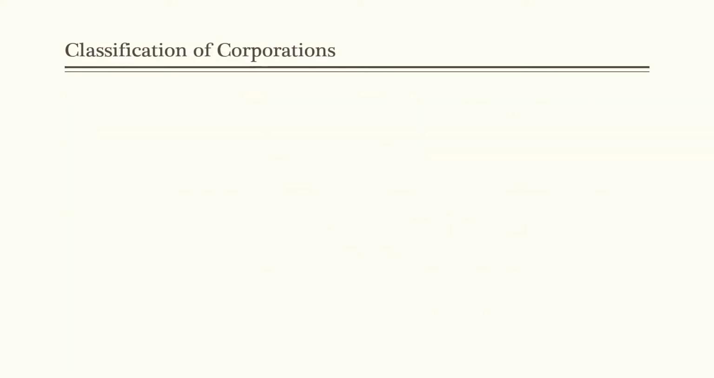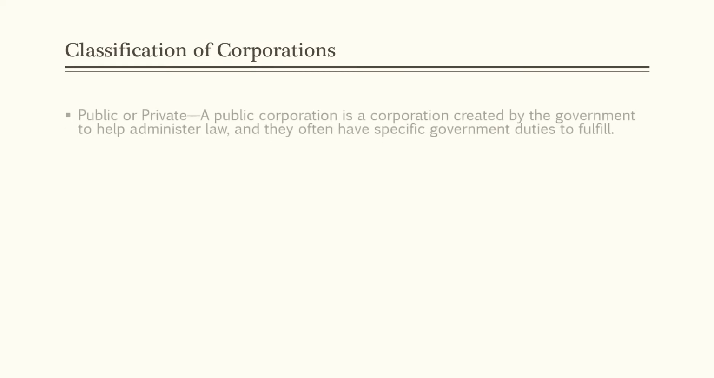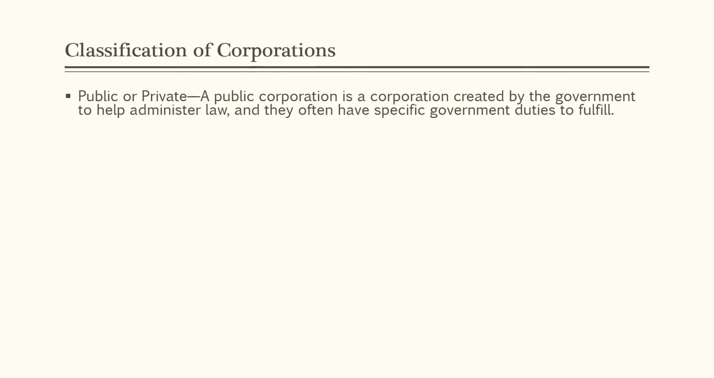Next, we will discuss the classification of corporations. Corporations can be classified as public or private, profit or nonprofit, domestic, foreign, or alien, publicly held or closely held, S corporations, and professional corporations. We will begin with public or private corporation.